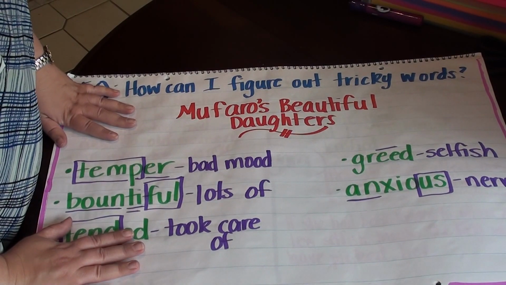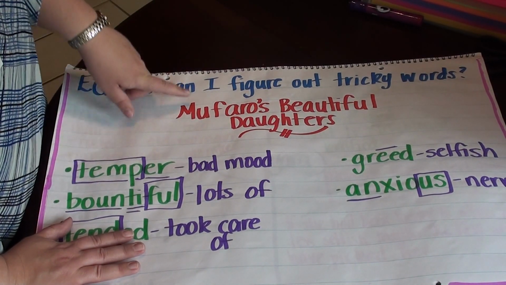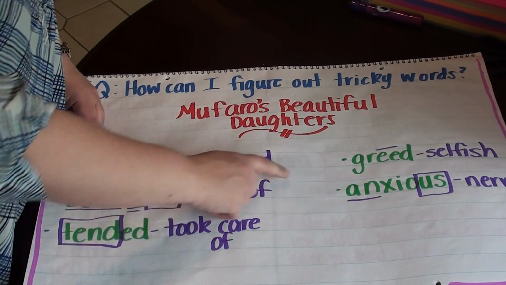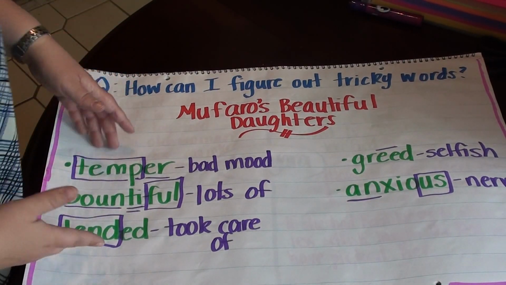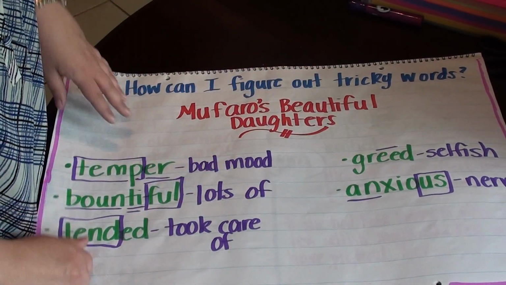Ahead of time I'll create an anchor chart. On the anchor chart I'll write the essential question, how can I figure out tricky words, the title of the text, and I'll also simply write the words. I chose five words that I've selected, and I wrote them in green here. The purple is what we added later, so don't worry about the purple right now.